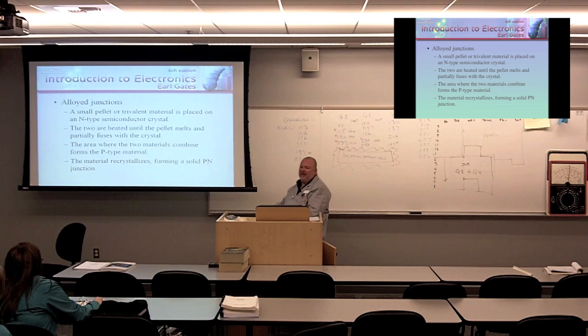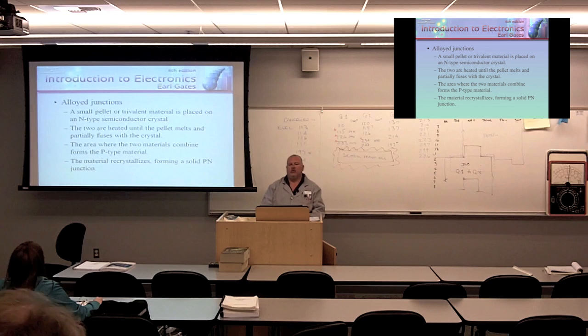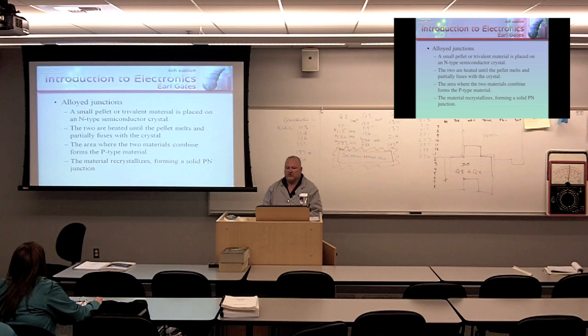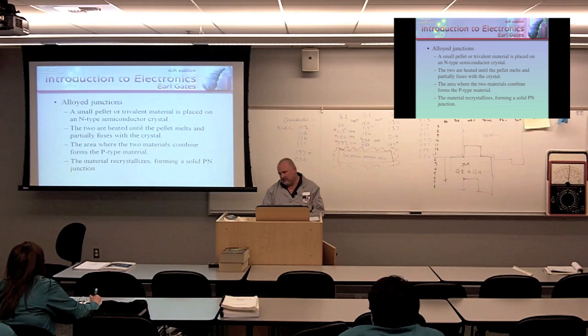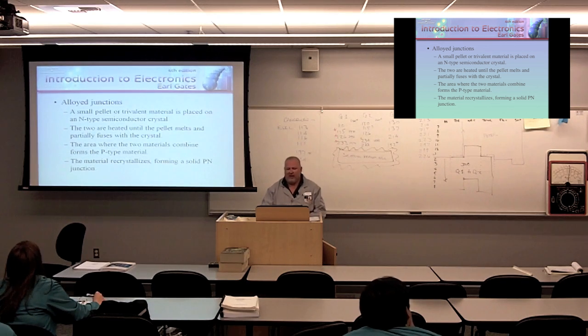Alloyed junctions: a small pellet of trivalent material is placed on an N-type semiconductor crystal. The two are heated until the pellet melts and partially fuses with the crystal. The area where the two materials combine forms the P-type material. The material is going to recrystallize, forming a solid PN junction. They might want to use this process for higher power ones, because you want more physical material, so you could have a diode that's physically bigger and can handle more power.